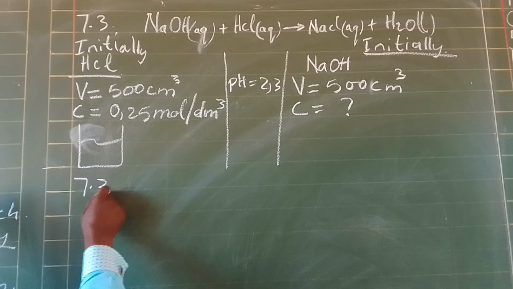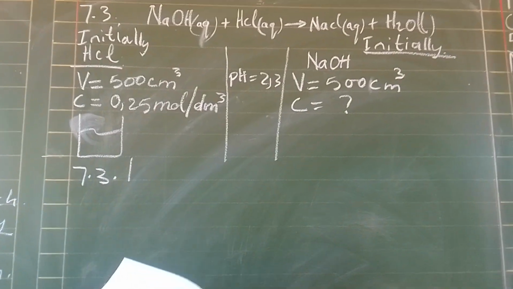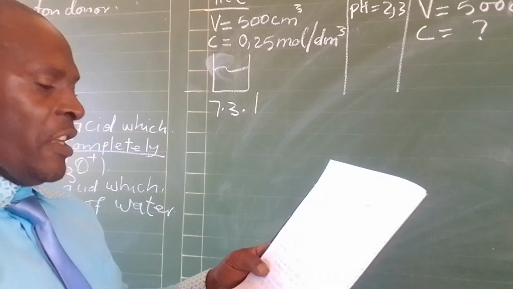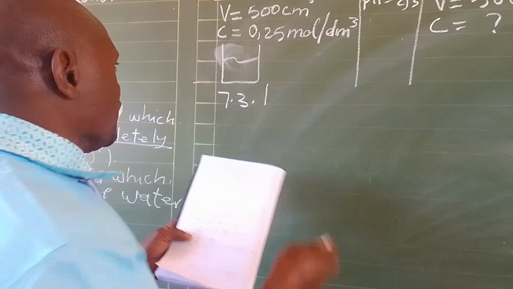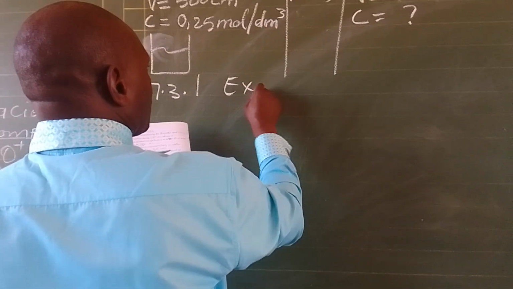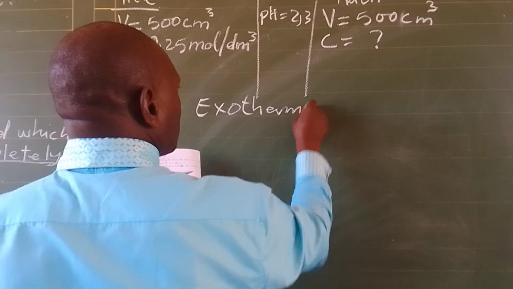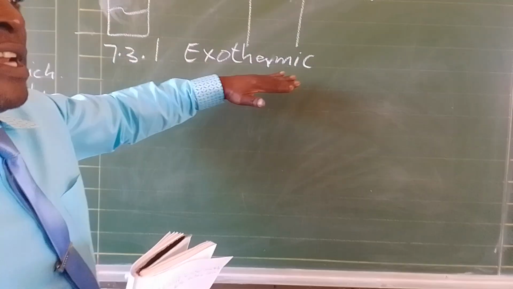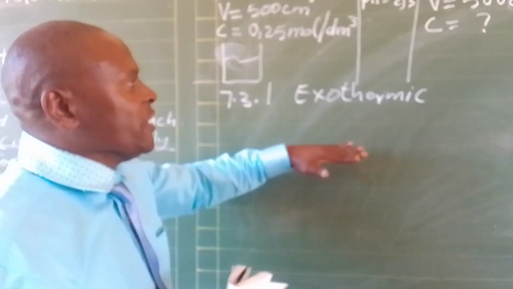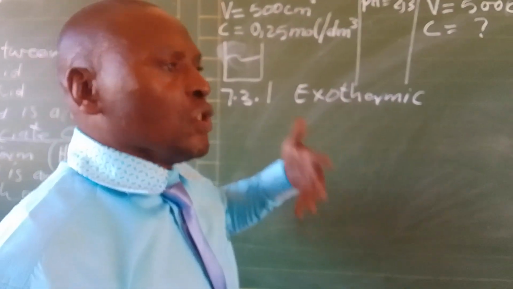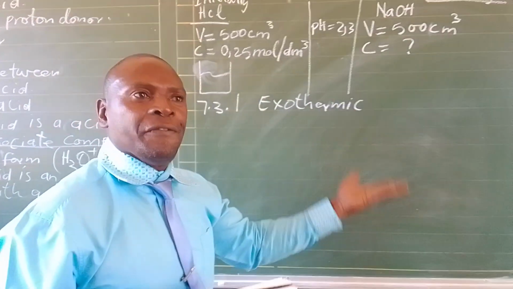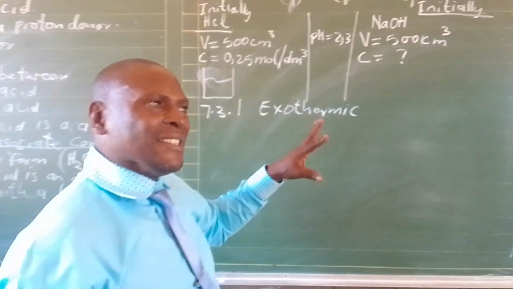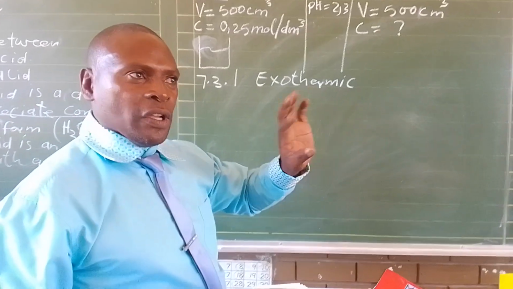7.3.1, is the reaction between sodium hydroxide and hydrochloric acid exothermic or endothermic? Your answer is exothermic. Okay, let me explain a little bit more of this. When the reaction is exothermic, it means it reacts on its own without the aid of external factors, such as applying heat, a catalyst, applying pressure, and so on.